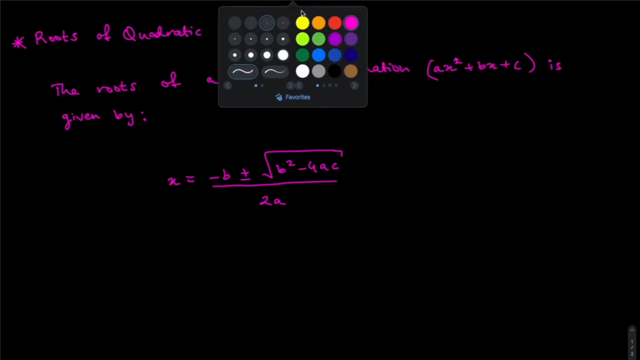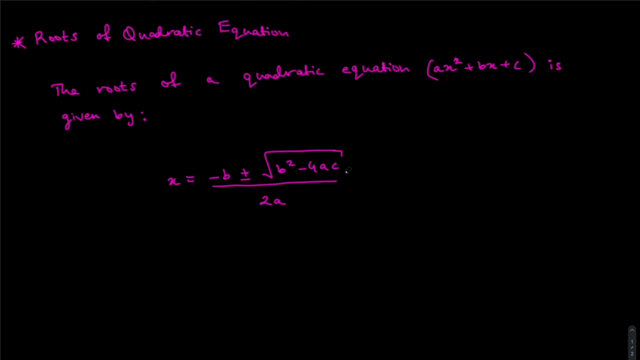I'll just quickly change the color again. I'll keep it right here, and I'll say D stands for discriminant, right? D is equal to b squared minus 4ac. That's what it is. So the discriminant is b squared minus 4ac.